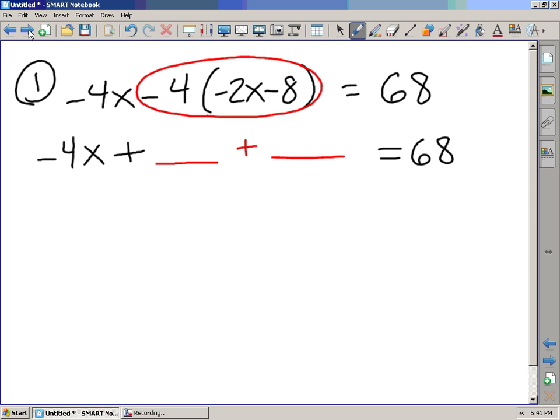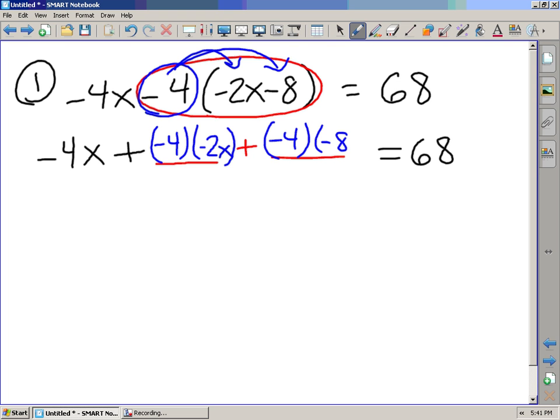We use the distributive property here where we distribute the negative 4 to the negative 2x. And we distribute the negative 4 to the negative 8. We do this because this negative 4 is being multiplied by the entire set of parentheses. So it has to go to both the negative 2x and the negative 8.